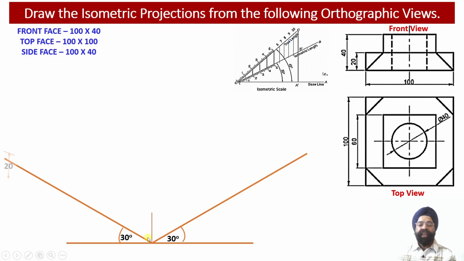Now we know that in the front view, we have got 100 millimeter, which is equal to the length of the object. So 100 millimeter length of the object we have projected alongside the x-axis over here. We know that the height of the object is equal to 40 millimeter. But here we have plotted, to begin with, 20 millimeter only.